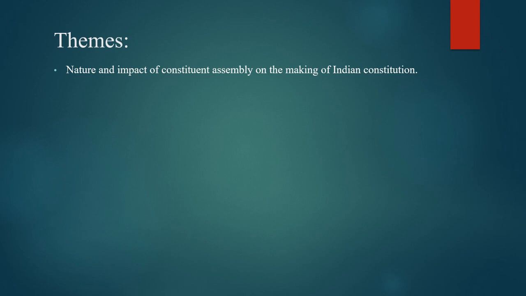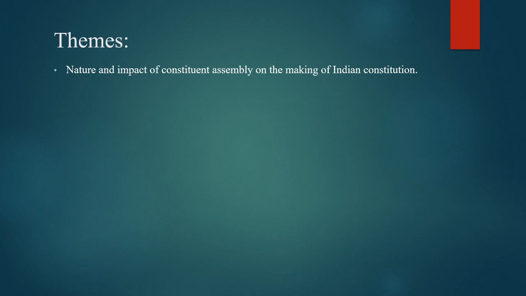So the fifth theme under this historical underpinning is the nature and impact of the Constituent Assembly on the making of the Indian Constitution. In this, the main focus of ours will be on the composition, the processes, and the ideological influences on the Constituent Assembly, which make its nature, and its impact on the making of the Indian Constitution.